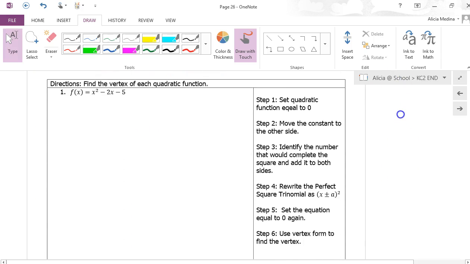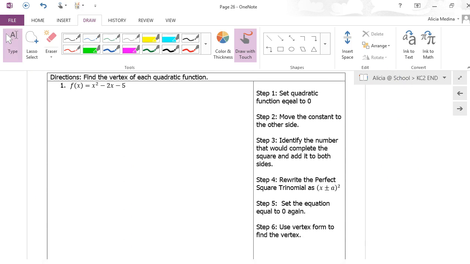All the steps for these examples are written out on that right side. So in case you ever get stuck, please just reference those sides to help you work through these problems. The first step is set the quadratic function equal to 0. Looks like a typo right there. So step 1, set the equation equal to 0. So I'm going to bring my function down. X squared minus 2x minus 5 is going to equal 0.